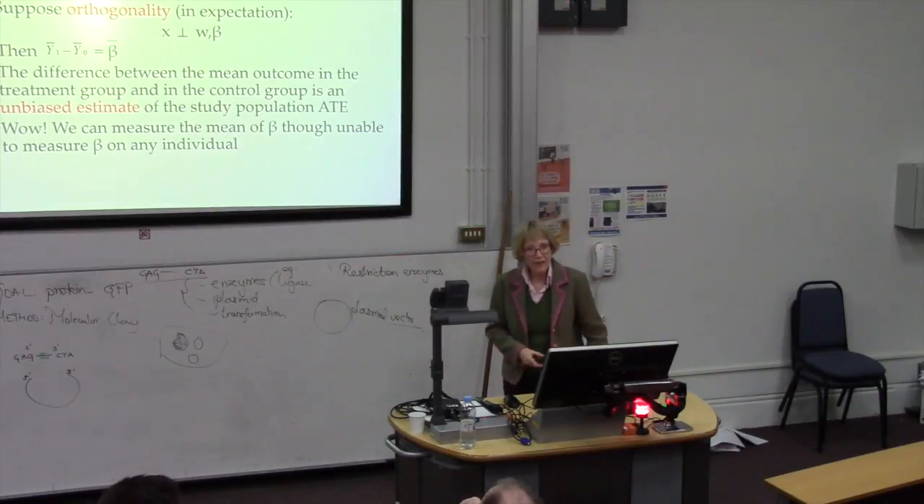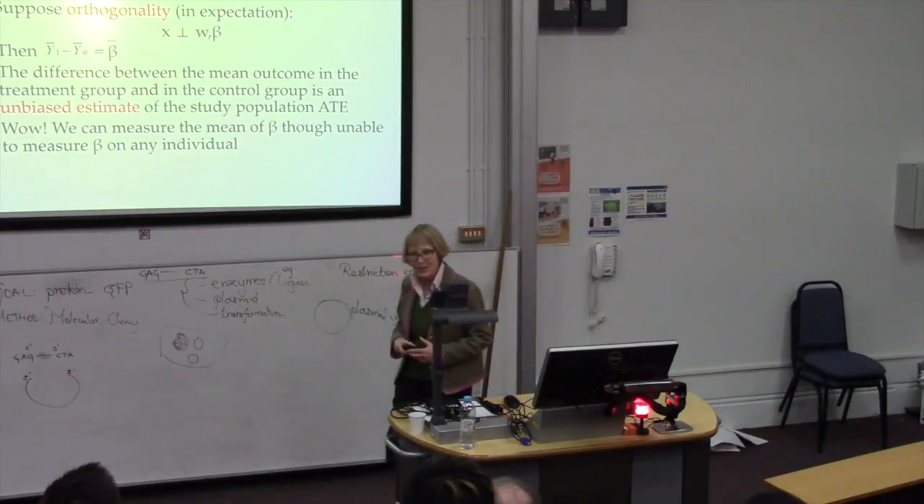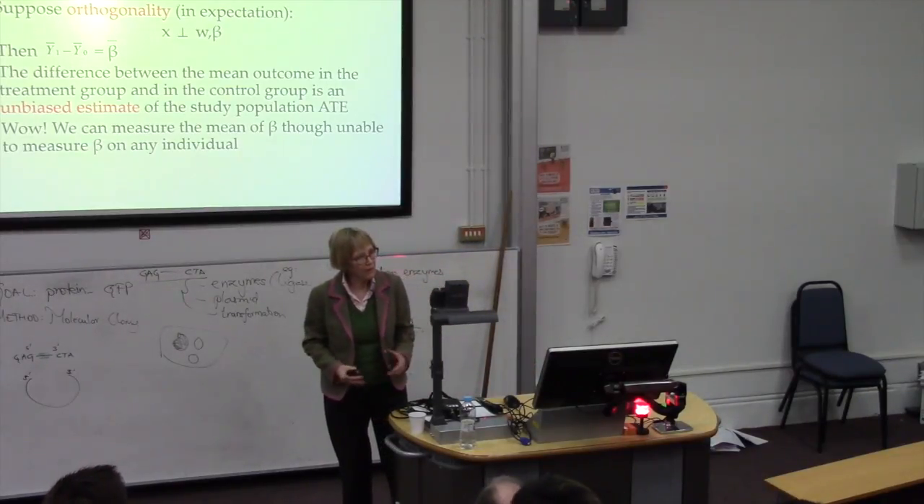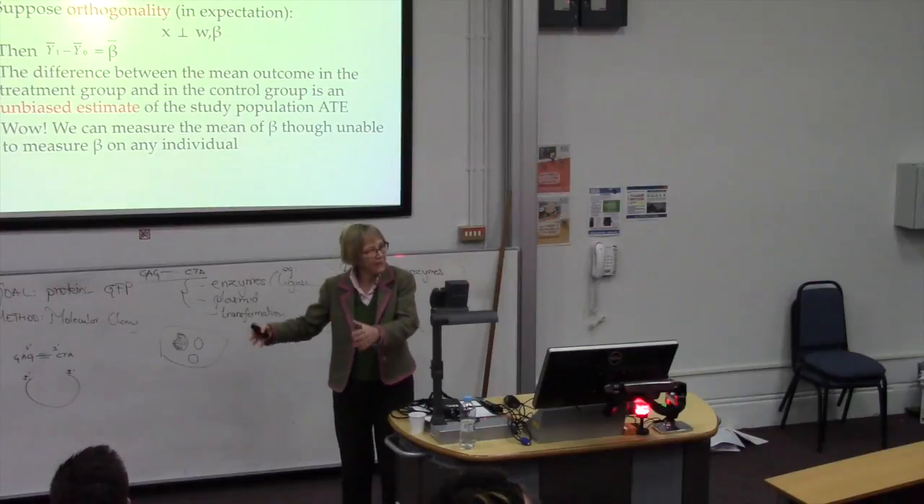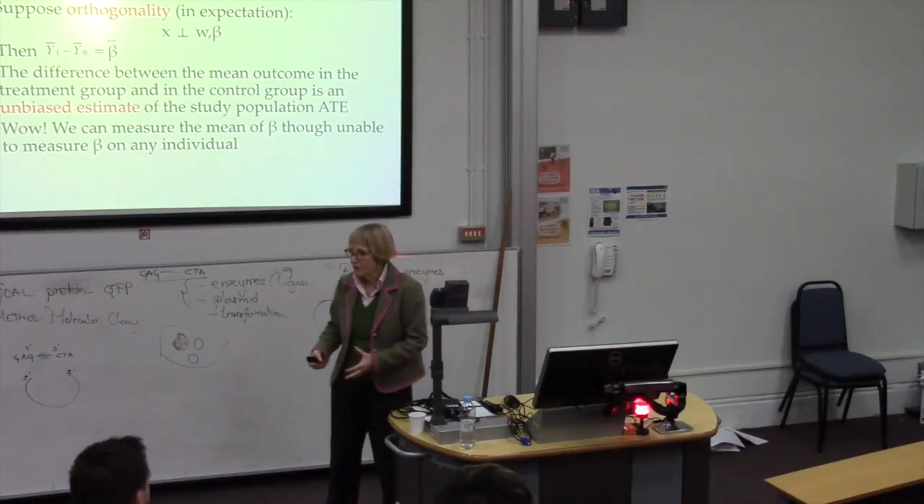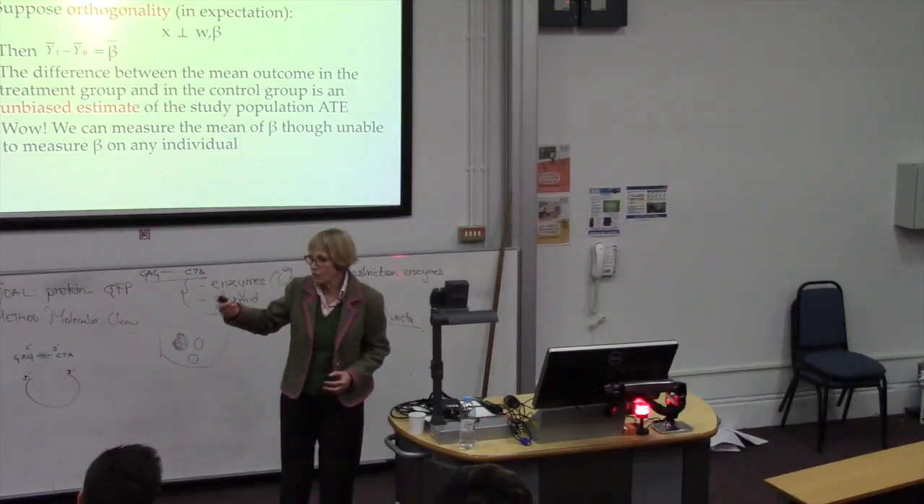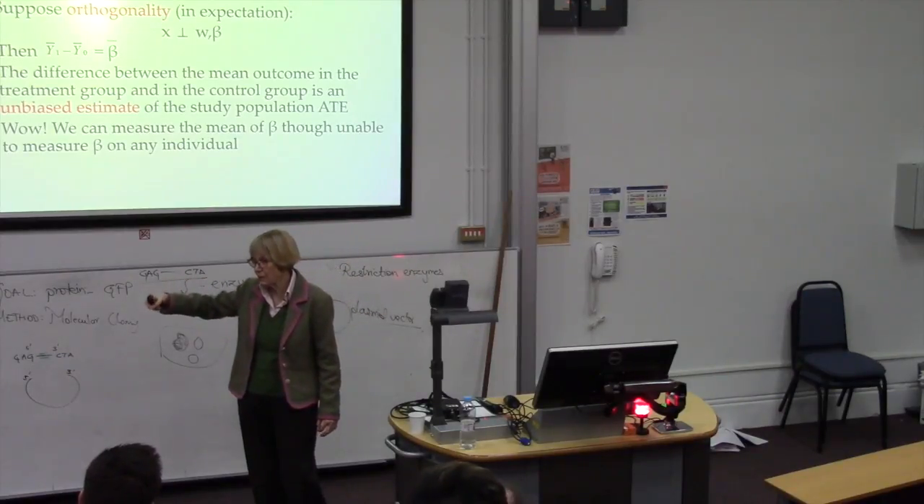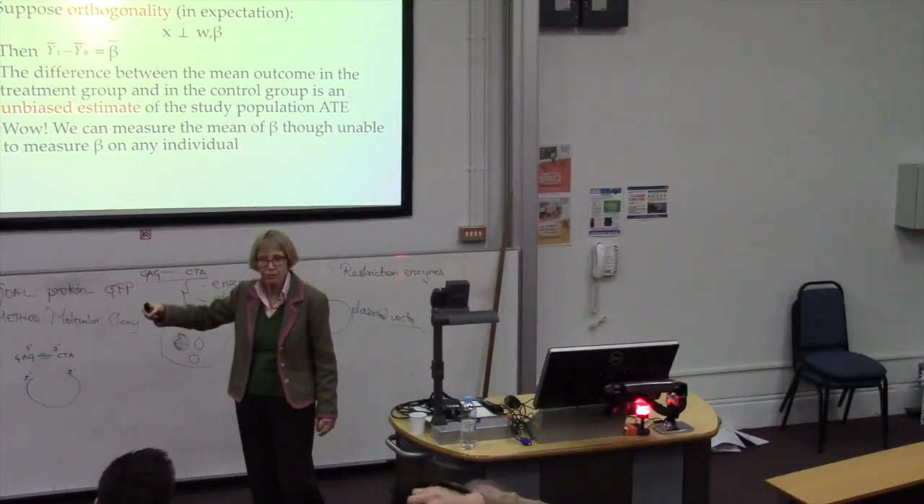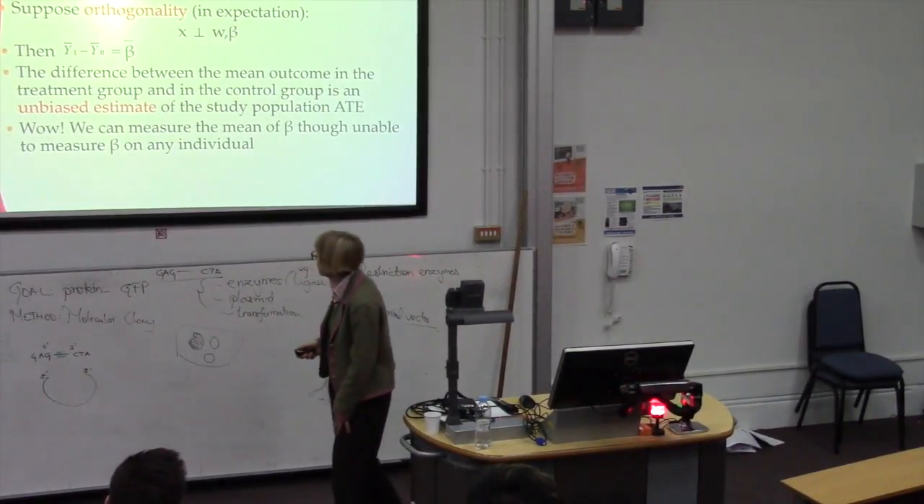Unbiased estimate means that if you took the same trial population and you randomized it again and again and again and did the trial and wrote down the difference in means, the difference in means would converge on the real value of beta average in that population.